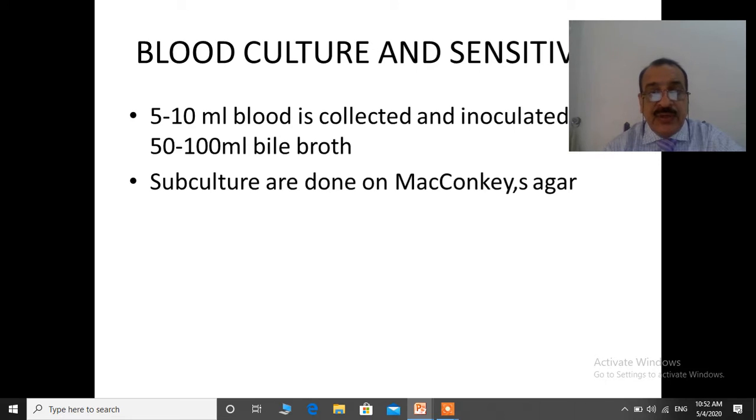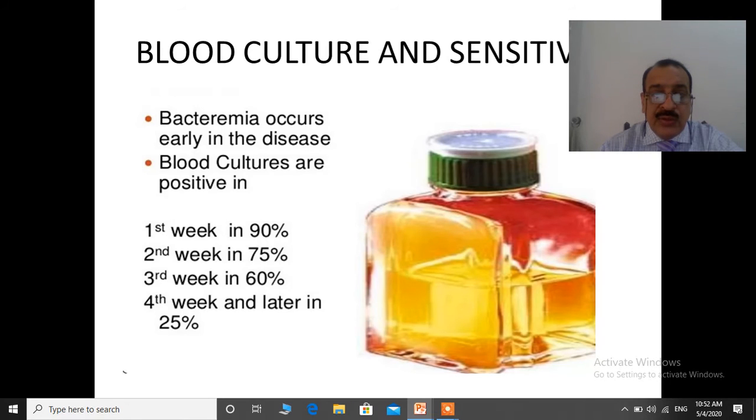As far as the blood culture is concerned, 5 to 10 ml of blood is collected and inoculated in 50 to 100 ml bile broth. Subcultures are done on Econke's agar, which is a selective media for Salmonella typhi. This is a blood culture bottle, and we add 5 to 10 ml of blood in the bottle and then incubate this on a specific culture medium.